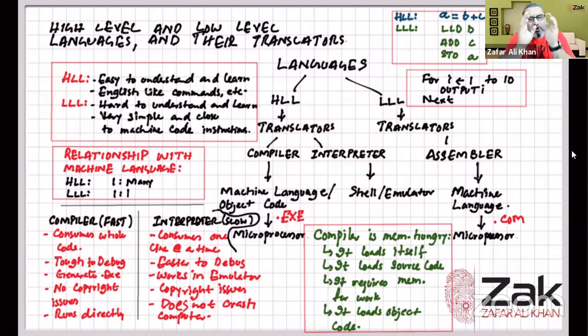All right, the second thing is the difference between high level language and low level language instructions. Over here you can see high level languages are basically easy to understand and learn and are English-like commands, whereas low level language instructions are hard to understand and learn, very simple and close to machine language. So that makes two things. Now the third one is: what is the relationship between high level language and low level language?